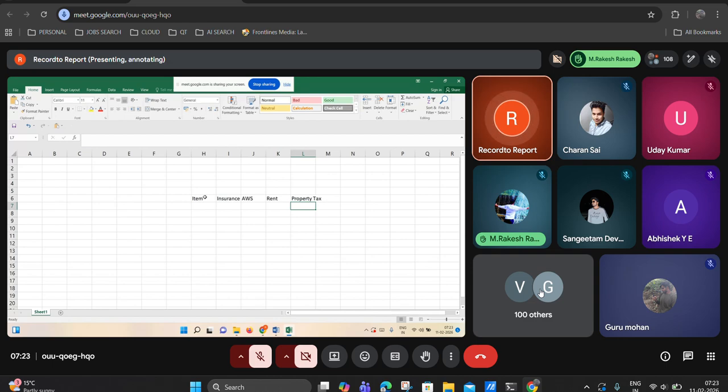So what are the four parameters they paid in advance? One is insurance, AWS, rent, and instead of property tax, we can take it as prepaid recharges. Before updating, we need to see what the starting balance is, how many periods it will cover, what the first period is, and what the period cost is, how much amount per month.